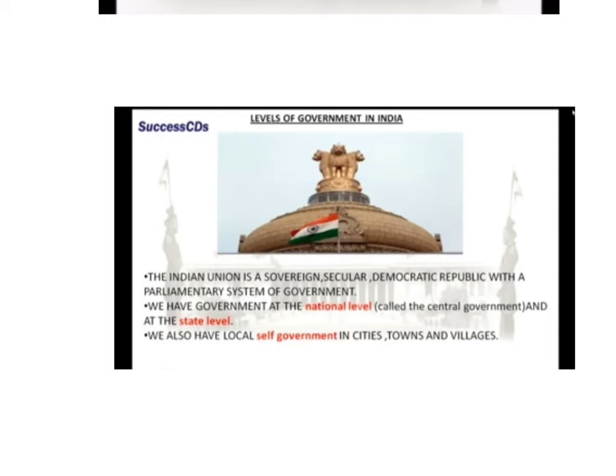And also we have government at the national level, called the central government, and at the state level. These are the levels of government. We have the national level government, the state level government, and also the local self-government in cities, towns and villages. Like we saw the Panchayati Raj system, that was the local self-government. That was the third tier of the government. So we have three levels of government: national level, also called the central government, state level, the state government, and also the local self-government.